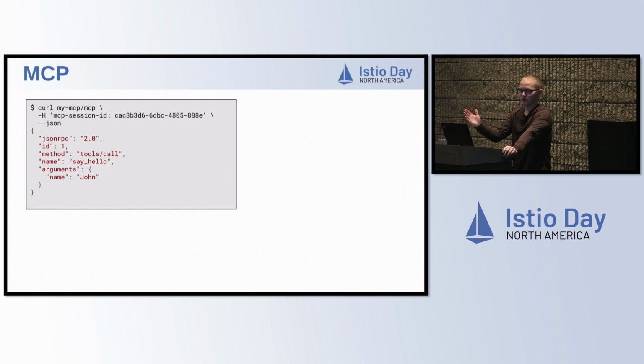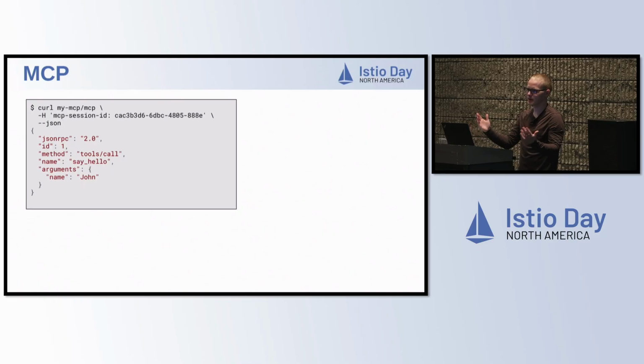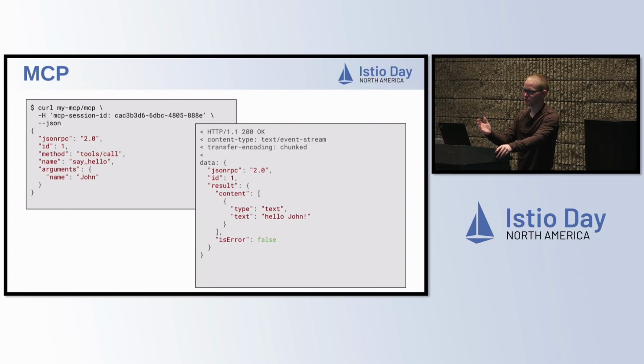When we call an MCP server, it's actually fairly similar to the LLM. Like we were saying, we're going to call a tool. We pass it a method, tools/call. We're going to say what tool we want. We're calling the say hello tool, and then we're going to pass it some arguments, right? A very generic, abstract, simple to understand thing. And in response, it can give us a response. So in this case, it said, hello, John.